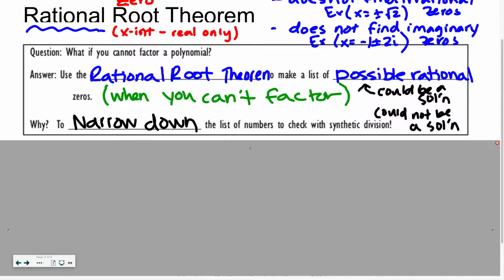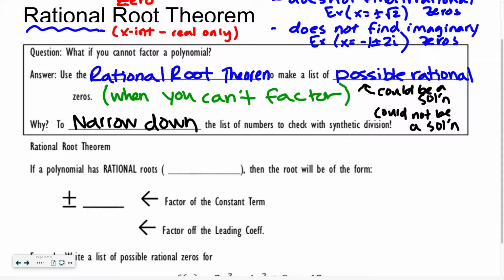If it's a solution, what will happen at the end of synthetic? You get a zero remainder, a smiley face. Okay? So let's make a little note to ourselves. We're going to check these numbers with synthetic division, and we're going to be looking for zero remainders. Which is why I always put smiley faces in them, because that makes me happy. Those are zeros, things I'm looking for.